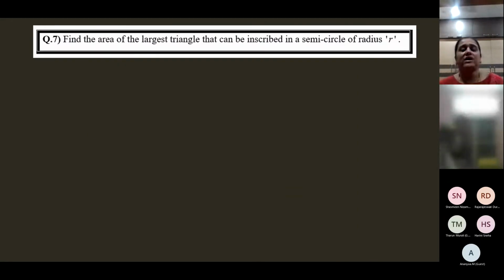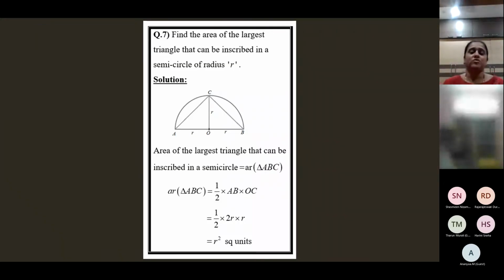Find the area of the largest triangle that can be inscribed in a semicircle of radius r. What's the answer? Those who have tried, what's the answer? R square. Ram. Yes, ma'am. Very good. R squared. Correct. Yeah, please see the answer and understand.